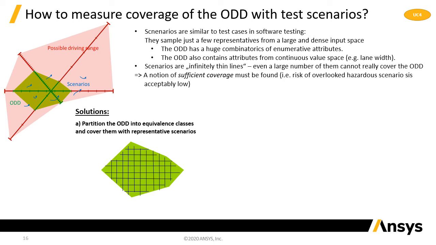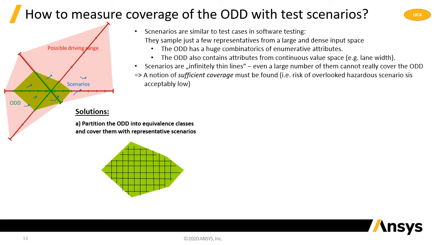First one is to partition the ODD into equivalence classes and to cover them with representative scenarios. So equivalence classes could be for each road type, for each number of lanes, for each class of lane width. For example, you can partition into small, medium, and large. For each class of weather, perhaps not just sunny and rainy, but light rain, medium rain, heavy rain, a light fog, dense fog, and so on. You find representative scenarios and you permutate them. You cannot do all combinations, but you can apply strategies from software testing for finding suitable permutations.